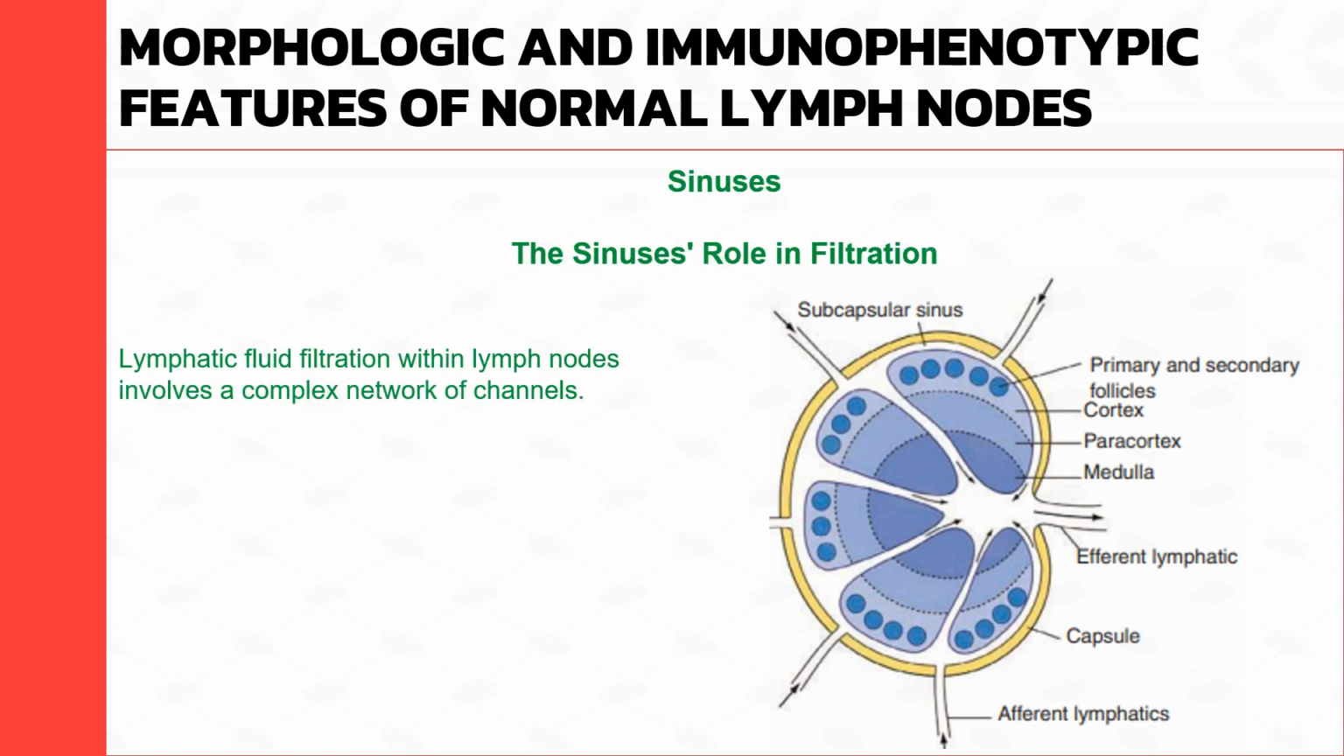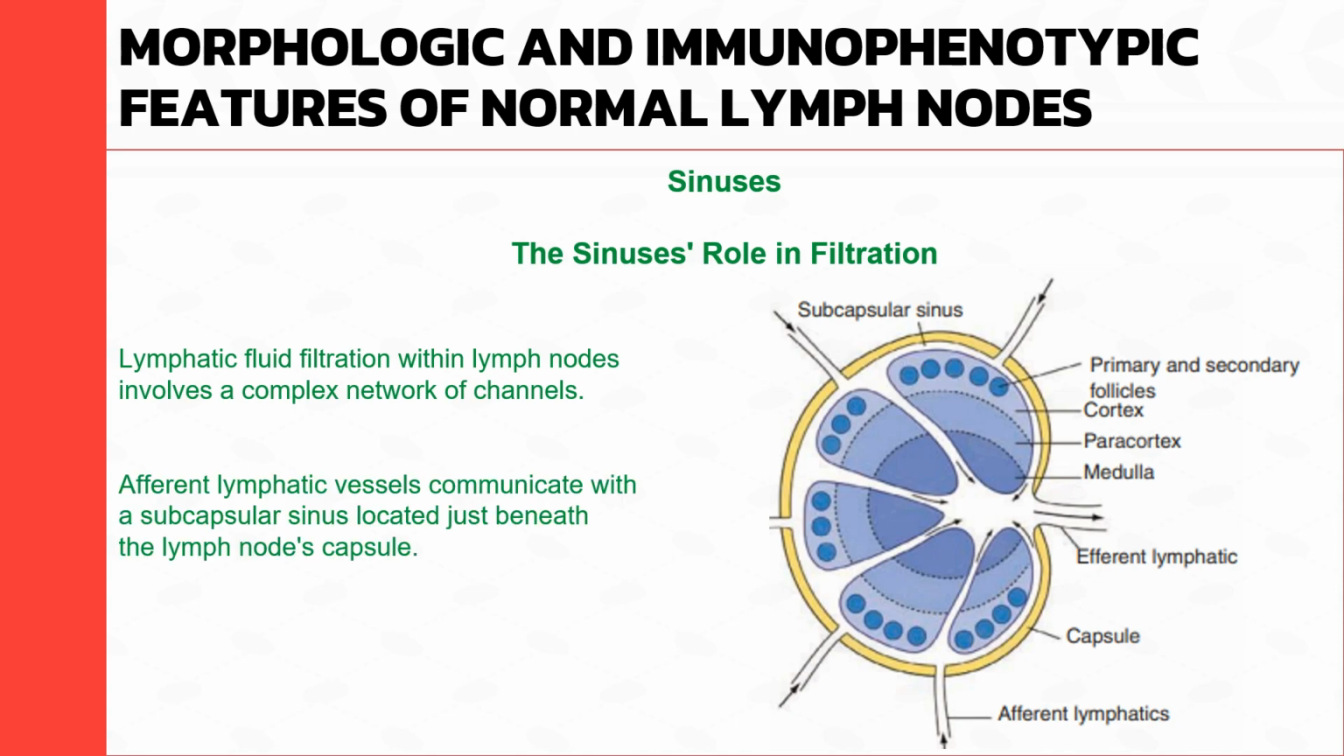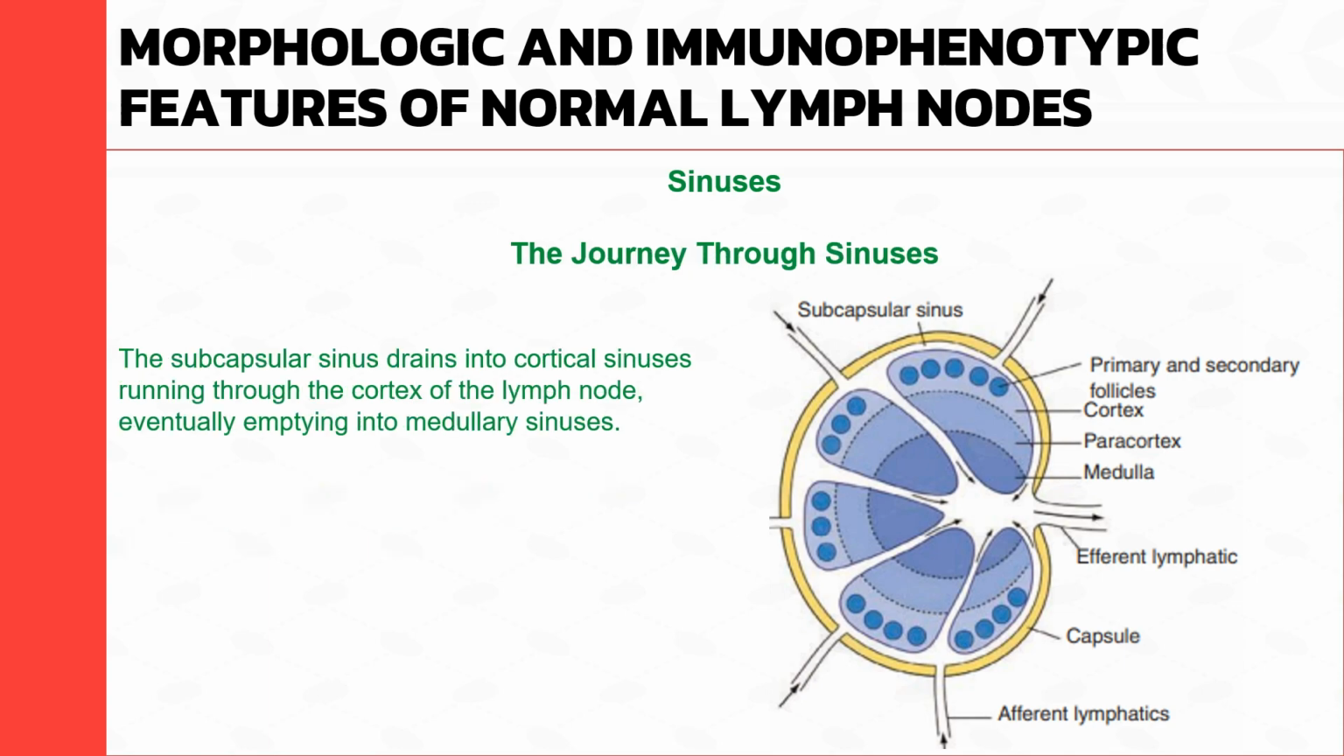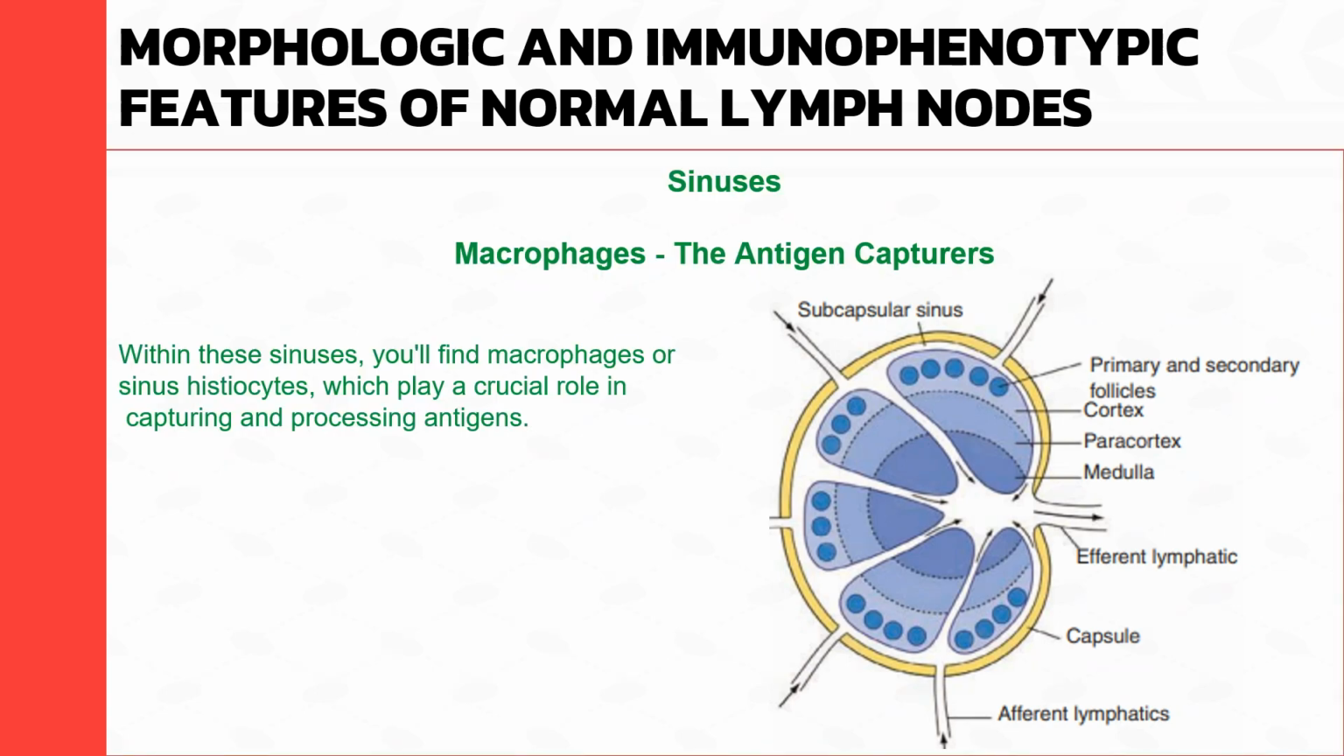Lymphatic fluid filtration within lymph nodes involves a complex network of channels. Afferent lymphatic vessels communicate with a subcapsular sinus located just beneath the lymph node's capsule. The subcapsular sinus drains into cortical sinuses running through the cortex of the lymph node, eventually emptying into medullary sinuses. Within these sinuses, you'll find macrophages or sinus histiocytes, which play a crucial role in capturing and processing antigens. This is where the immune response initiation begins.